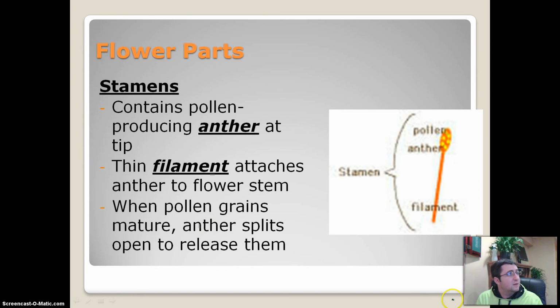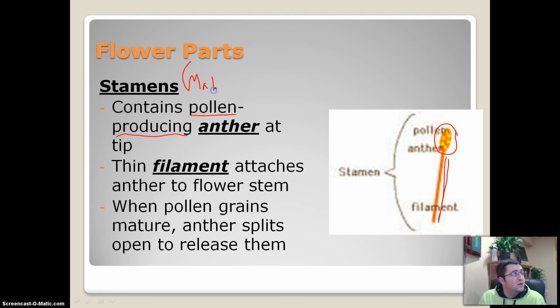Our next part of the flower is called the stamen. And the stamen is composed of two different parts. We have the anther, which is here at the top. It's like a little ball that sits on a filament. That's this region right here. And the anther produces pollen. Pollen is the sperm of a plant. It is the male portion of the plant. So stamens are the male portion of the plant.